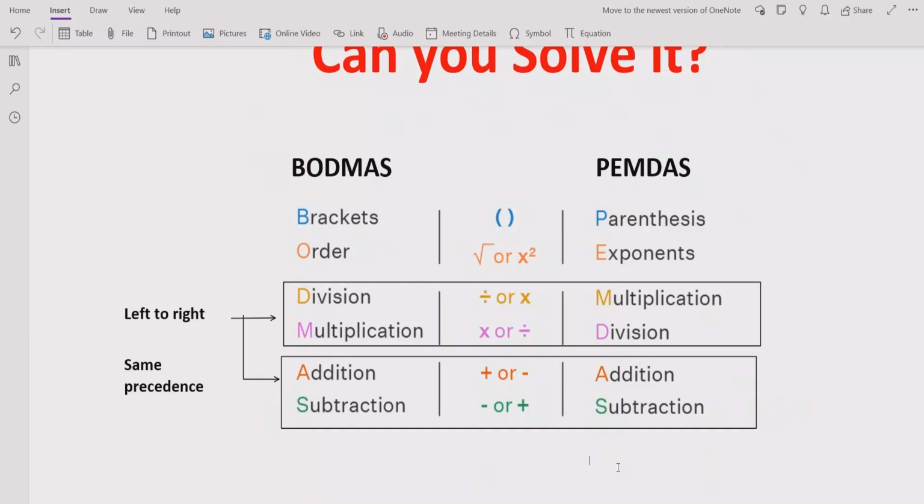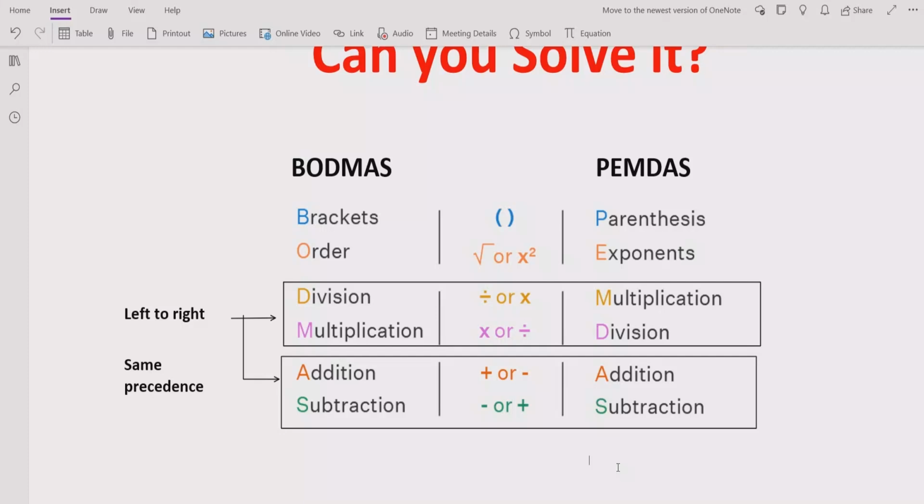And the rule says if your expression contains any bracket or parenthesis, so you have to solve that part first in your expression. After the bracket, you have to see the power of any number. If your expression contains any number which has the power, so you have to solve that part after the bracket. Step number 3, you have to solve division and multiplication, or you can say multiplication and division. So the rule is same for both.